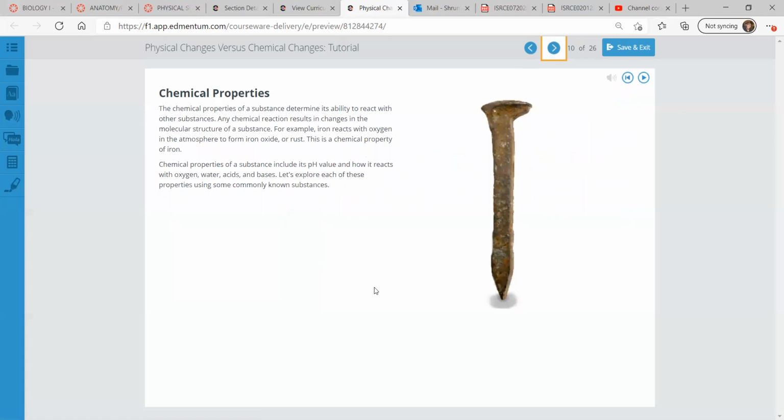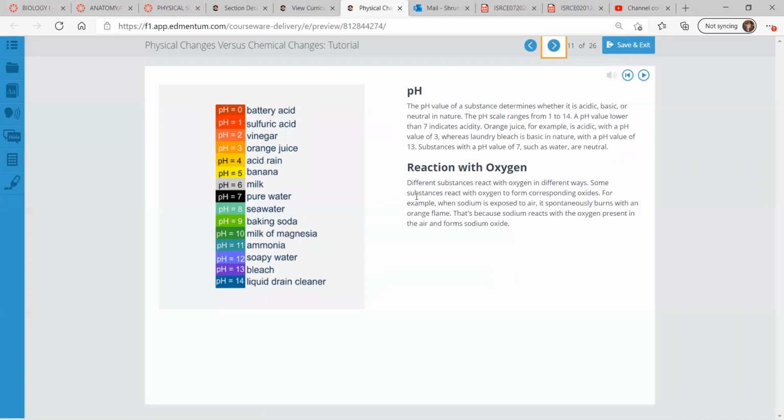Chemical properties of a substance determine its ability to react with other substances. Any chemical reaction results in changes in the molecular structure of a substance. For example, iron reacts with oxygen in the atmosphere to form iron oxide, or rust. This is a chemical property of iron. Chemical properties of a substance include its pH value and how it reacts with oxygen, water, acids, and bases. So we can explore some of these properties.